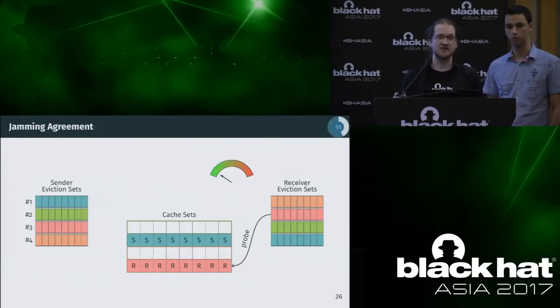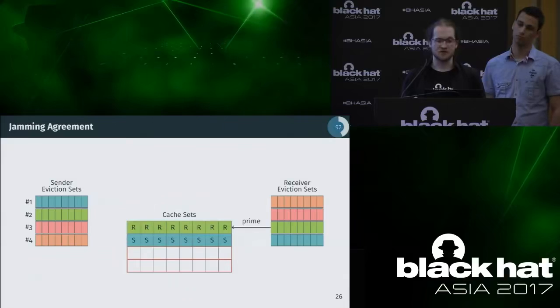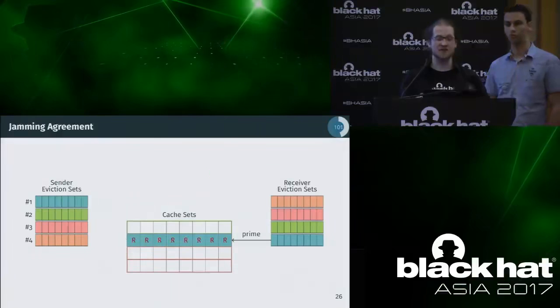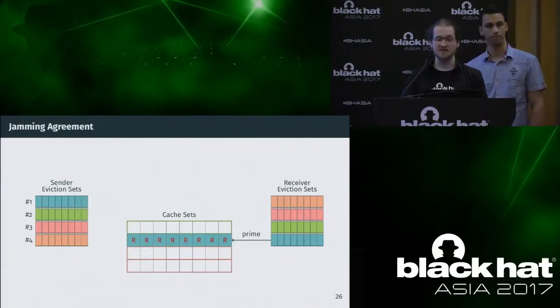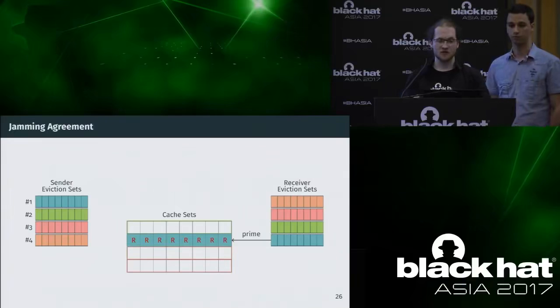and we did not find each other again. Then we try again, and again, until we find each other. And when the sender and the receiver prime the same cache set, the receiver will then evict all the data from the sender's cache set.